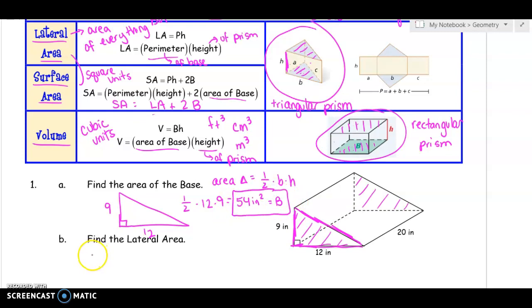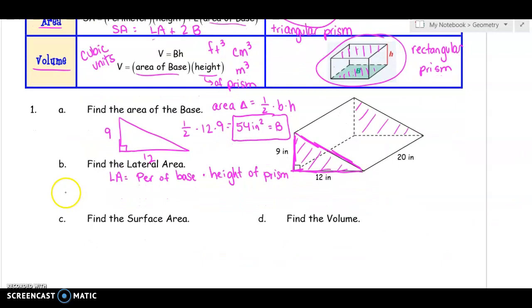All right, the lateral area is perimeter times the height. So we've got to do the perimeter of the base times the height of the prism. We'll talk about the height of the prism in a second. Let's look at the perimeter of the base. The base, again, is a triangle.